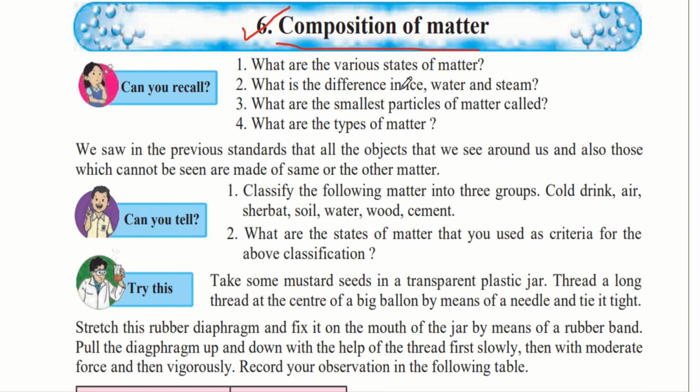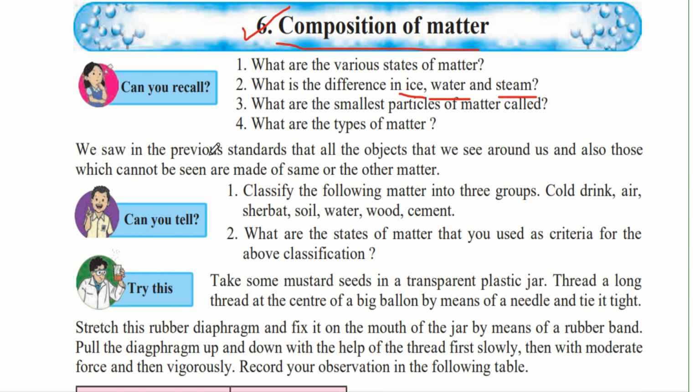What is the difference in ice, water and steam? So these are the 3 states of water. Water in its liquid form is water, but when it becomes into the solid form it is ice, and the gas form of water is steam. What are the smallest particles of matter called? These are called as atoms and molecules, and they are what comprises the matter. What are the types of matter? We will learn about this in detail in this chapter, and this includes elements, compounds, etc.